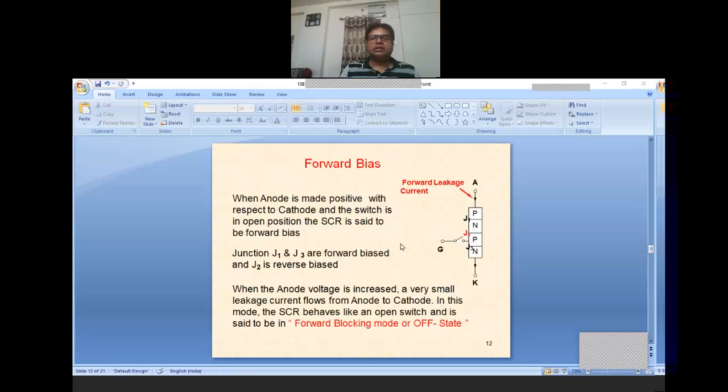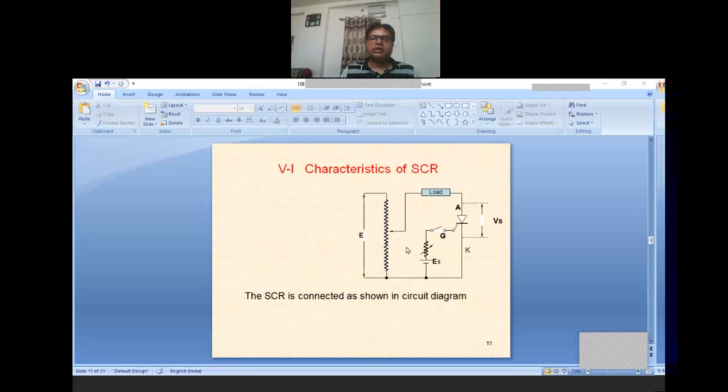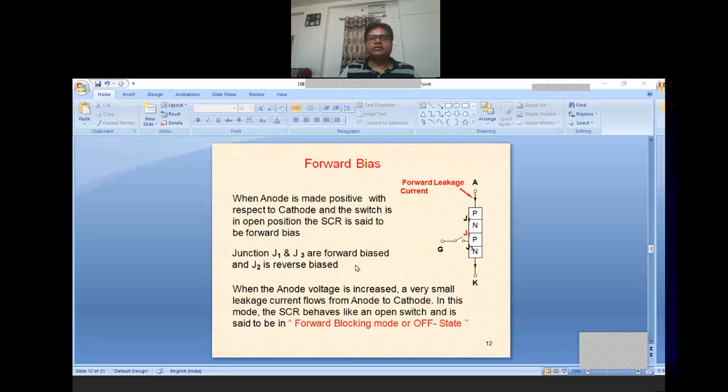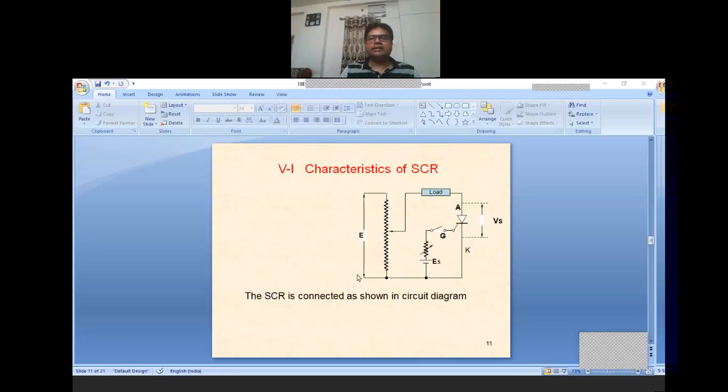Just as in the case of diodes, which you have already learnt in the previous subjects, a diode will have a forward biased condition and also a reverse biased condition. First, we will be discussing the forward bias of the SCR. For that purpose, the circuit setup will be as shown in the slide.